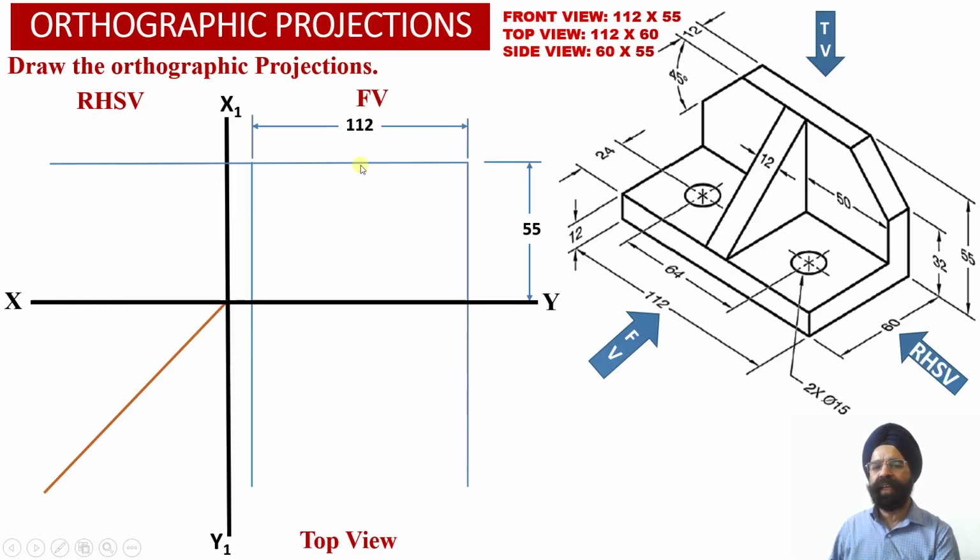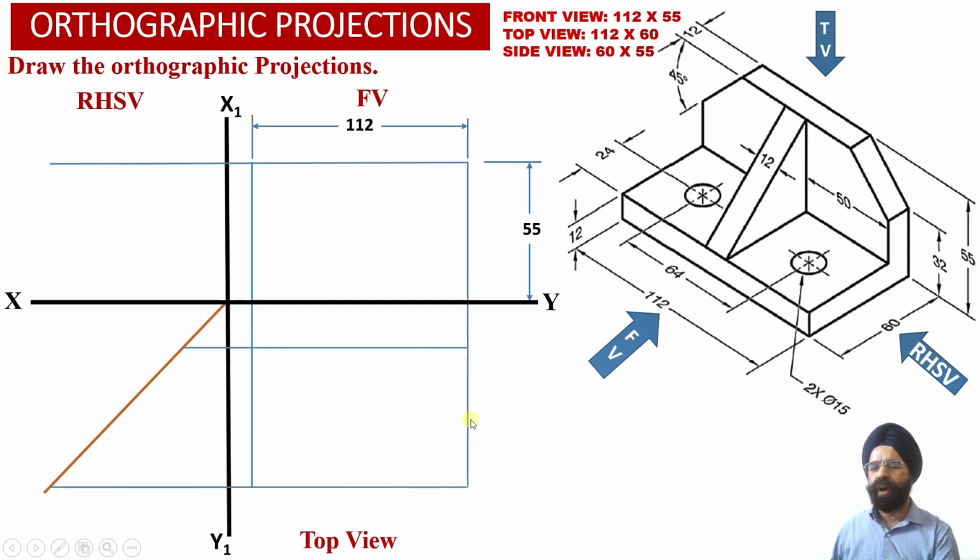And this horizontal projector line we are going to extend into the right hand side view projections as well, because in the right hand side view projections the height of the solid will be equal to 55 millimeter once again. So this way, the front view face of the solid measuring 112 millimeter by 55 millimeter we have been able to obtain. We know that the dimensions of the solid in the top view projections are 112 millimeter width and 60 millimeter depth.